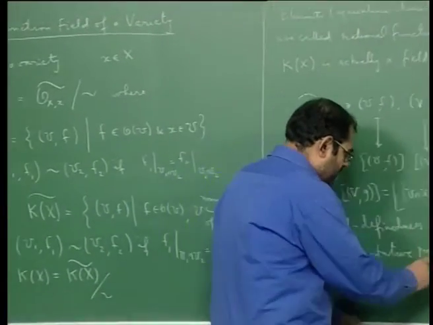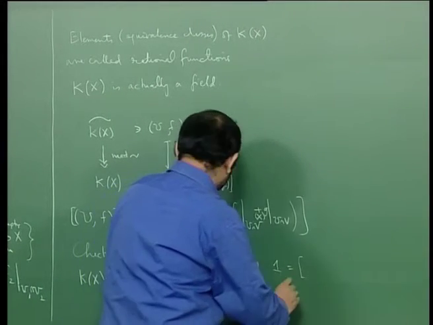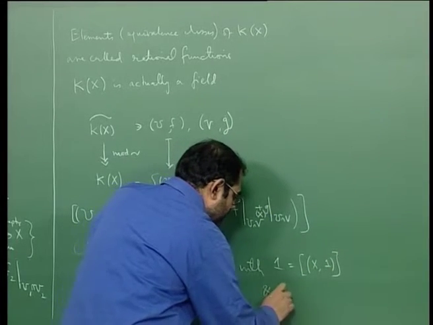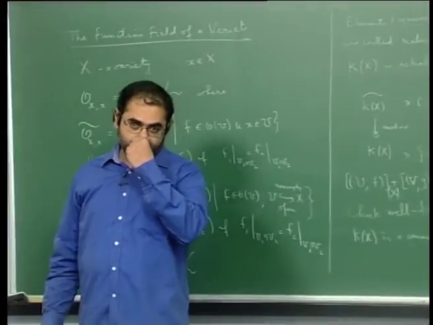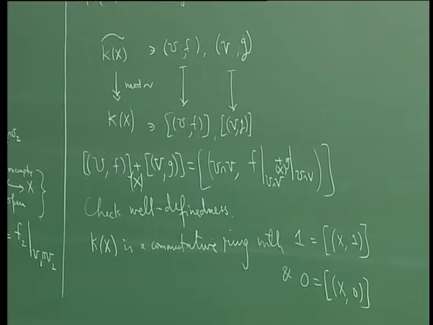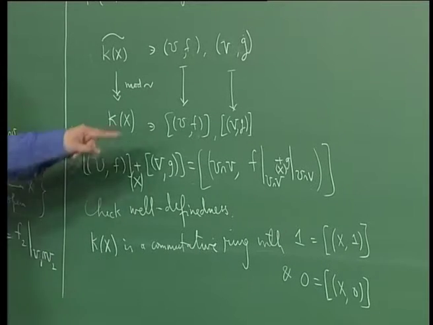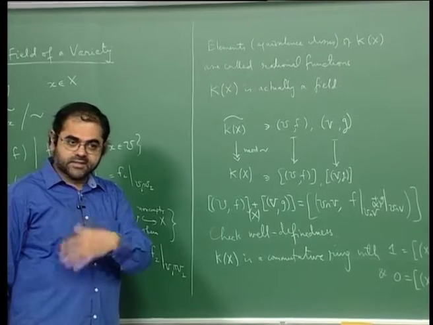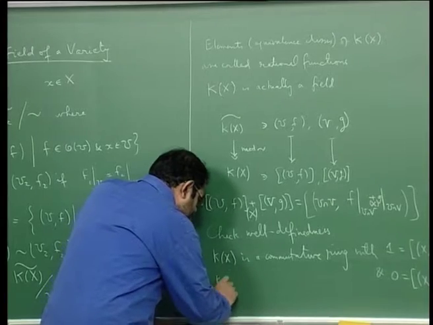So it is a commutative ring with one being given by the pair x comma constant function 1, and the 0 element given by the pair x comma constant function 0, okay. So it will be a commutative ring with unity and with this as the 0 element, alright. And in fact not only that, it will be a k algebra, because a regular function multiplied by a scalar is also a regular function, because scalars are of course regular functions, they are thought of as constant regular functions, okay. So kx is a k algebra.